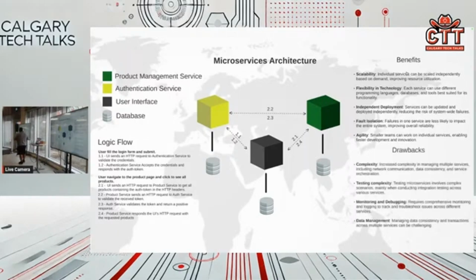Drawbacks. When we're talking about microservice architecture, the first thing is complexity. Because before, we had just one application and everything was there. Integration with database, everything was there. User interface, but now, no. Now we have 3 different services, and we have to create a communication between those services, and we also have to handle and manage those services.